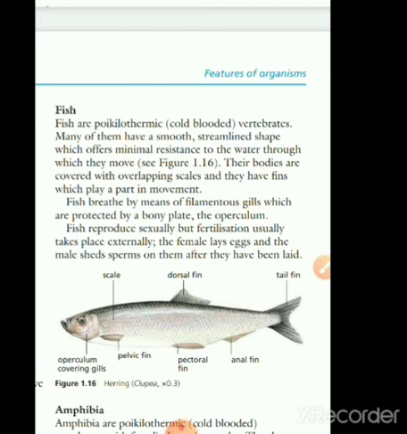Fish reproduce sexually, but fertilization takes place externally. A female lays eggs, and a male fish comes and releases sperm onto them. So active sperm will be able to fuse with the egg. Then they will give birth to different offspring.